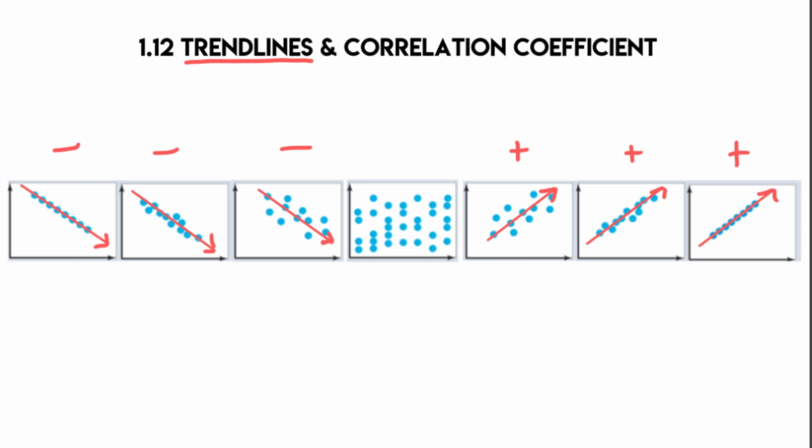Zero. In fact, I'm going to change the color because now we're talking about the second part of this, which is a correlation coefficient. And this one we're going to start off with is a 0. It has a correlation coefficient of 0.